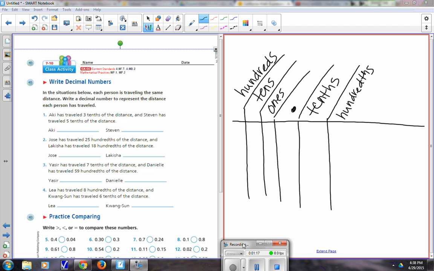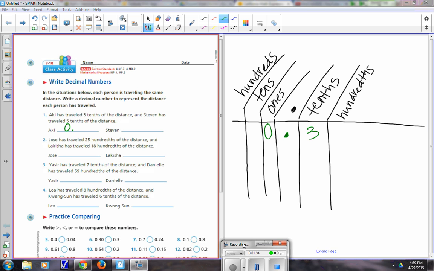So Aki has traveled 3/10. So I'm going to write 3/10. Is that the only thing I need for it to be 3/10? No, I need a decimal point, and I want to put a 0 in the ones place to make sure that decimal point is visualized. And it says Stephen has traveled 5/10. So again, I want that 5 to be in the tenths place with a decimal and a 0 as a placeholder.